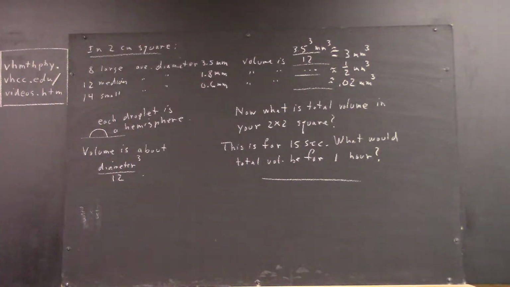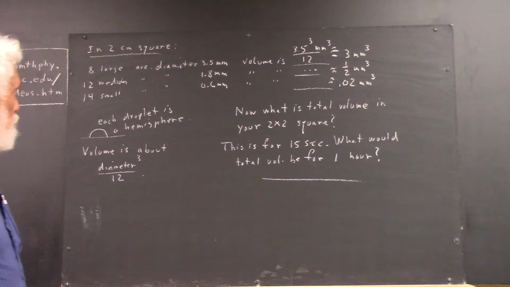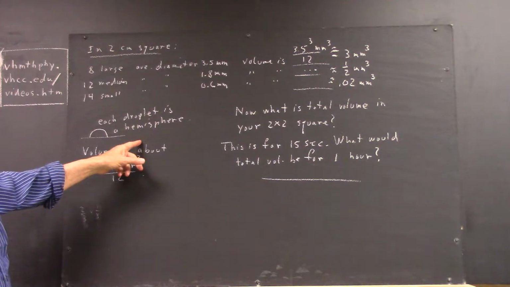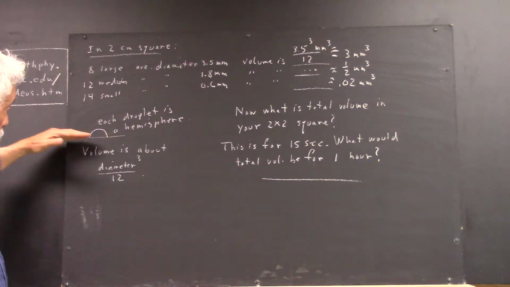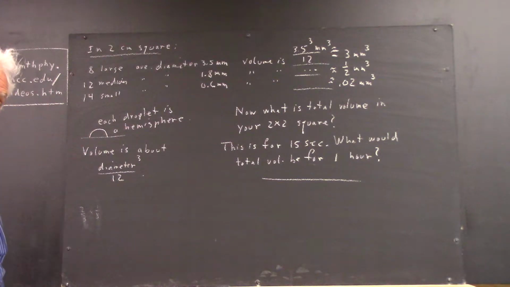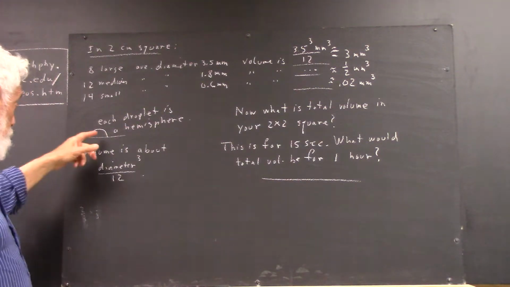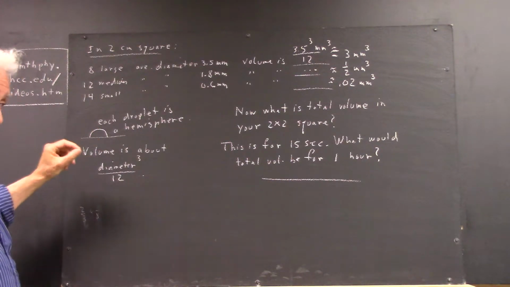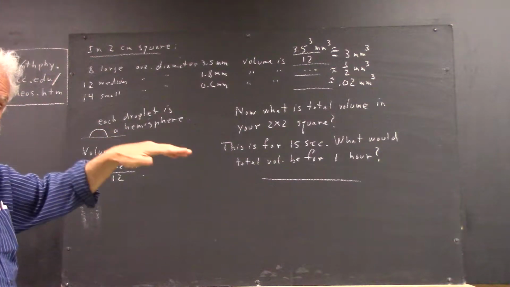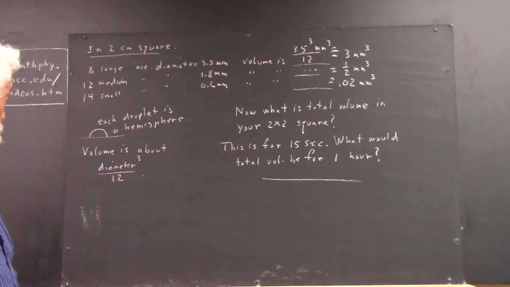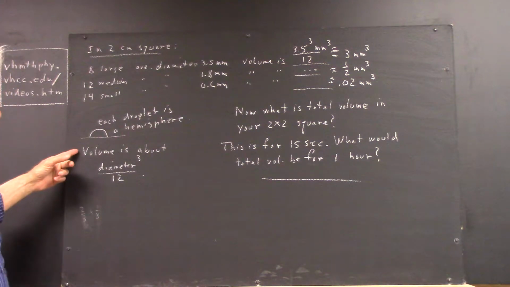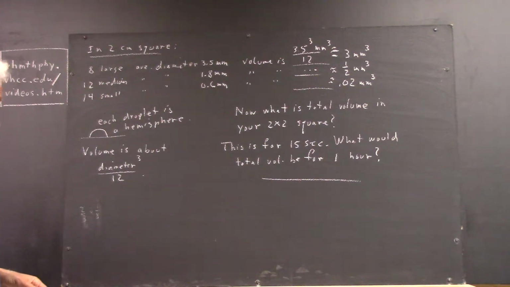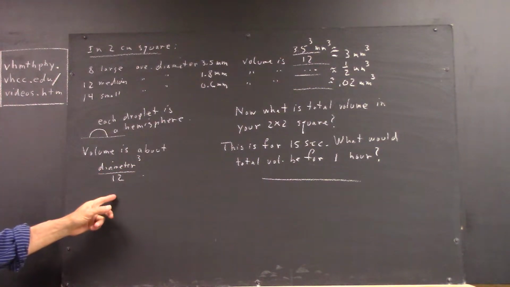Okay, now there's one thing I haven't told you. Each droplet is a hemisphere. So each droplet sits on the plastic like this. Now they aren't necessarily perfect hemispheres, but we're going to model them as hemispheres. There's another picture where we look at them from the side and they really look like hemispheres. I also say the volume is approximately equal to the diameter cubed divided by 12.